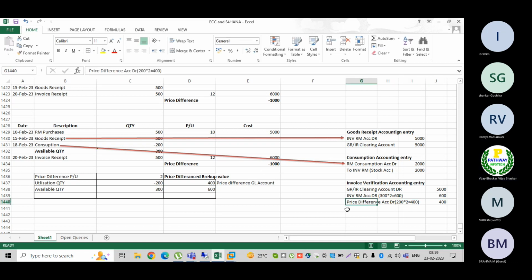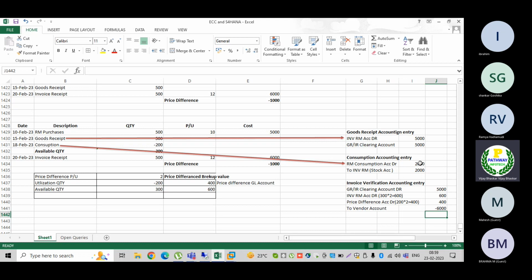Then the last one is the vendor account. To the vendor account, the total cost credit is 6,000 rupees. Now you just see here, the debit value is 600 and the credit value is 6,000 rupees in total.